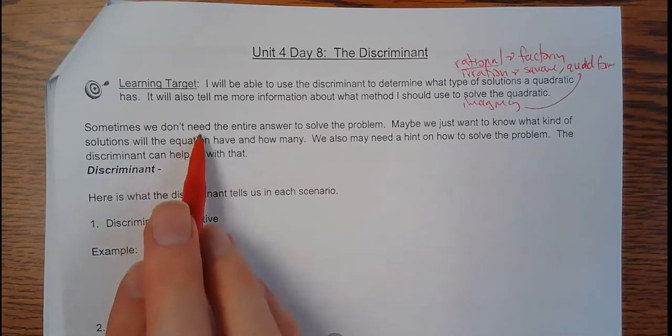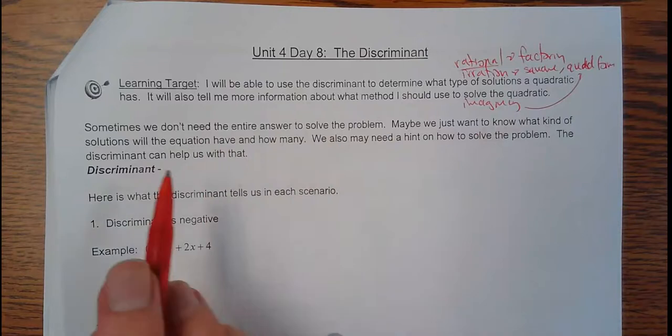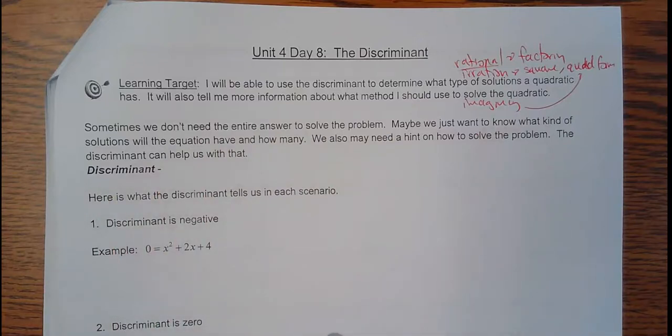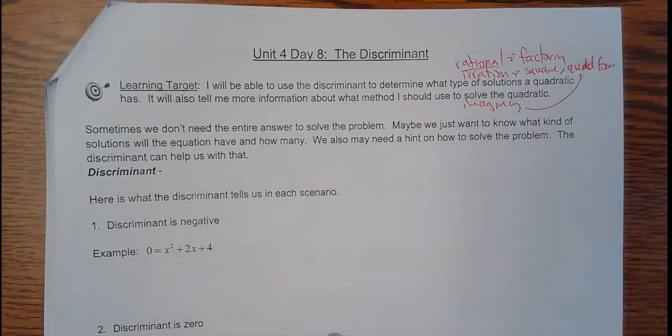So sometimes we don't need the entire answer. Maybe we just want to know what kind of solutions we have, if it has solutions. If it has two imaginary solutions, that means they're not real number solutions. So if we're talking about an application, they don't have zeros. They're imaginary zeros, but they're not real. So we just want to know, does it have zeros?